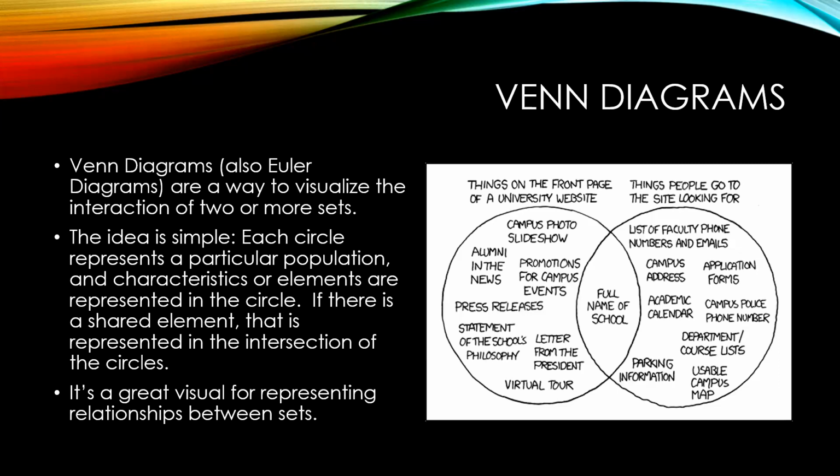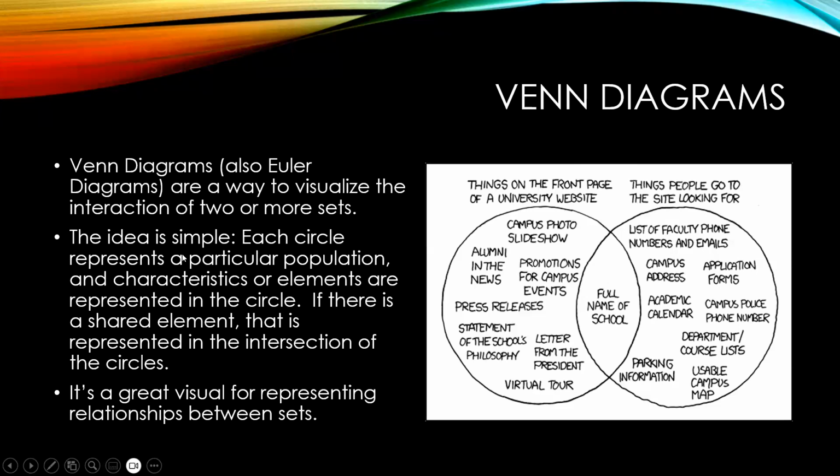One nice visual to do this is the Venn diagram. Also, Euler diagrams do the same thing. Venn diagrams are a way to visualize the interaction of two or more sets. This is an example which is humorous from the website XKCD. And so things on the front page of a university website, things people go to look for on the site. And you can see that the only thing that is in the intersection of those two is the full name of the school. And so the idea is simple.